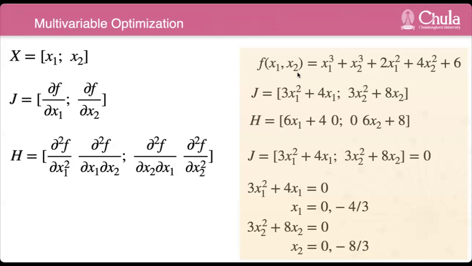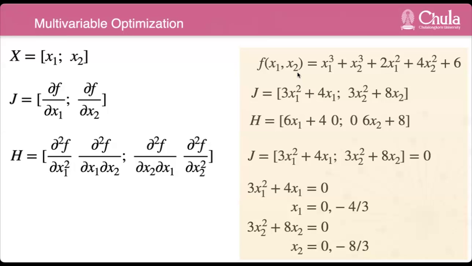So let's say we are in 2 dimensions. We have x1 and x2, right? You can say x and y, it's all right, but I keep it x1 and x2. The Jacobian is quite straightforward because there are 2 dimensions, right? It's the partial derivative of f with respect to x1 and with respect to x2.